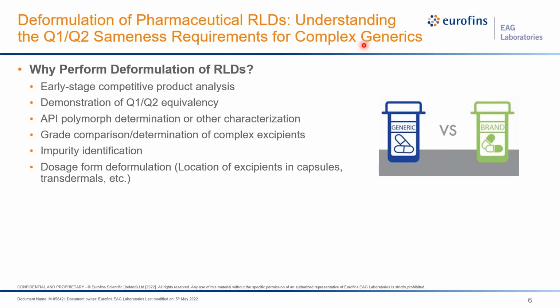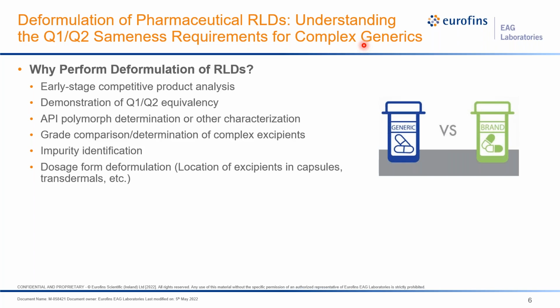We can also do things like API polymorph determinations and other characterizations around the API. We can do great comparisons of complex excipients. So think of materials that are not discrete peaks, discrete analytes. For example, propylene glycol is one discrete peak. But if you have something, let's say HPMC or hydroxypropylmethylcellulose, something like that is going to have a range of these different materials within it. It's not just one molecular weight size of this HPMC, it's going to have a range. And we need to look at different grades of HPMC to compare them to the RLD or the innovator's product.